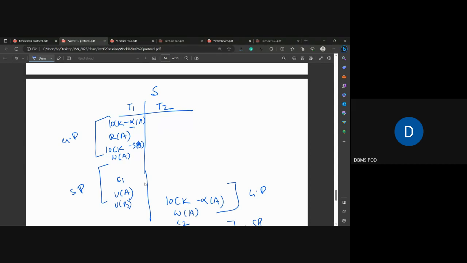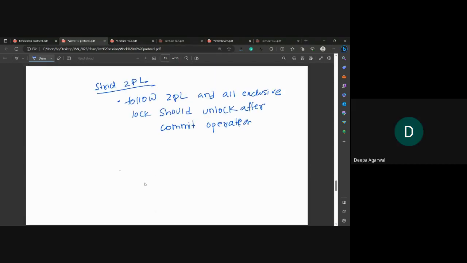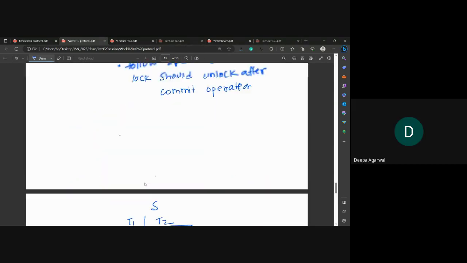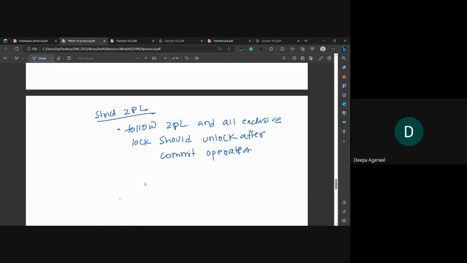Sir, is the strict two-phase schedule similar to the strict schedule? Because there is a question in the practice: all strict schedules are conflict serializable. No, it's different. A strict schedule is different. I think we have removed strict schedule from the syllabus, so we can ignore that question.